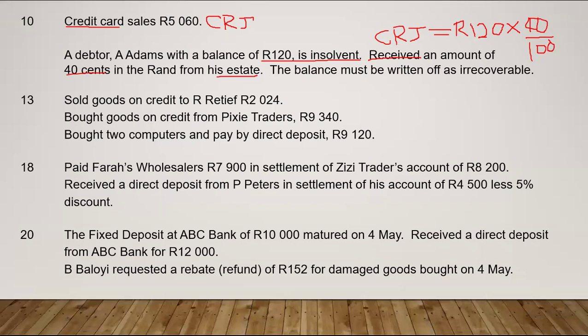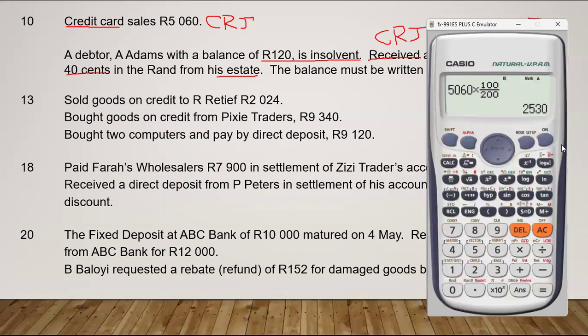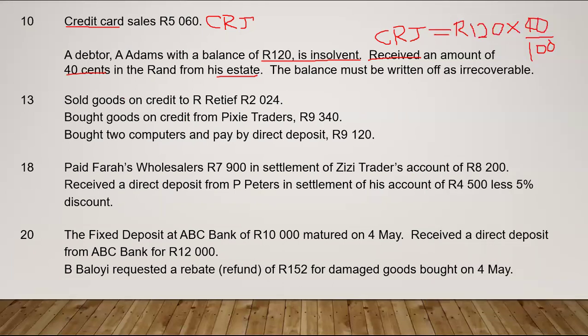Let's calculate it. We know it's going to go to CRJ, but let's calculate how much we actually receive from A. Adams. 120 multiplied by 40 cents, which is the same as 0.4, which is 40 divided by 100, will give us 48. So we received 48. So it means 48 rand will be received from A. Adams and will be recorded in the CRJ.